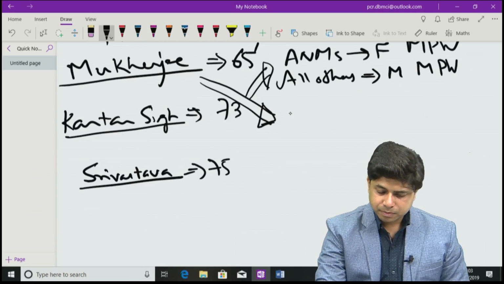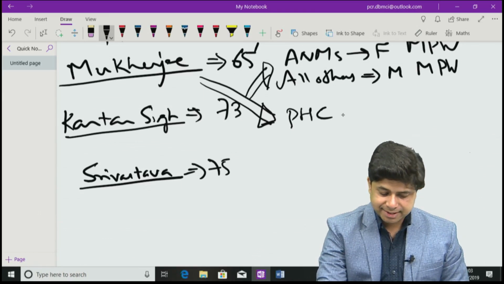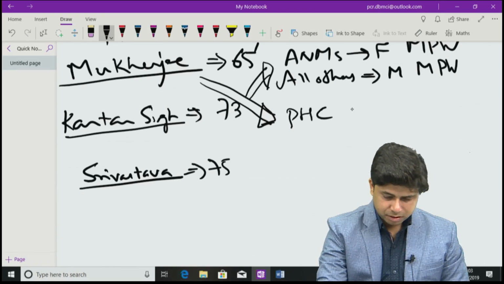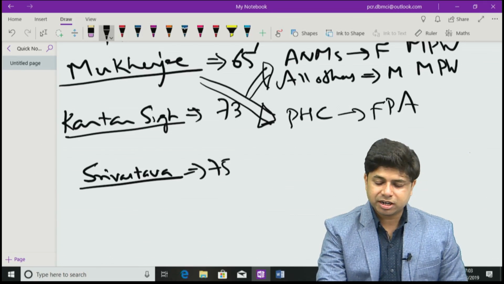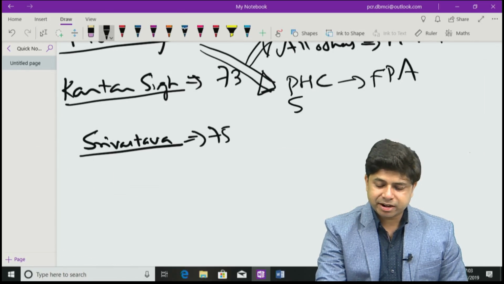So PHC with family planning activities, this was their recommendation, and separate workers.